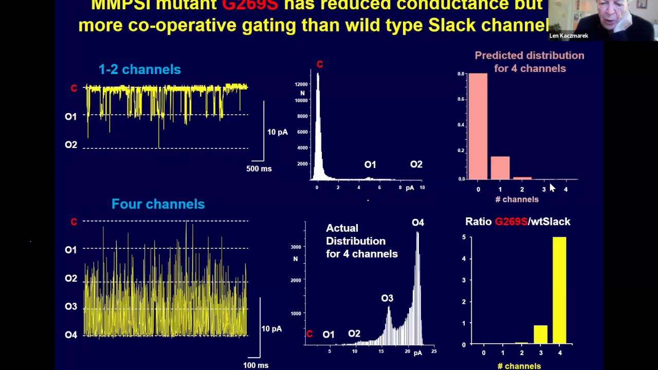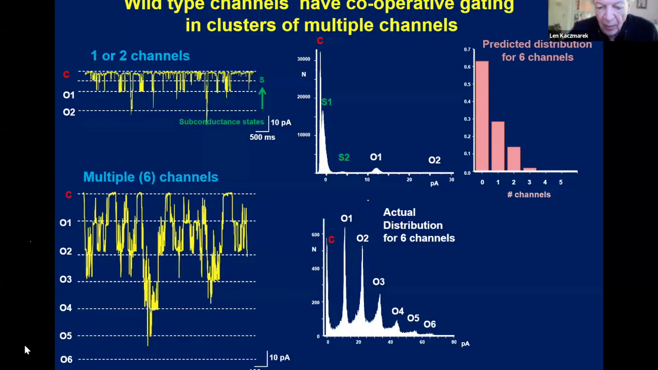You'd never see 3 or 4 open together. You'd occasionally see 2 of them open together. When he then finds a patch with 4 channels in it, it's the exact opposite. They act like sheep. Most of the time, all 4 of them want to be open at the same time. Very rarely are they closed, and very rarely do you just see 1 open channel. So this is true for all of the other mutations that we had looked at.